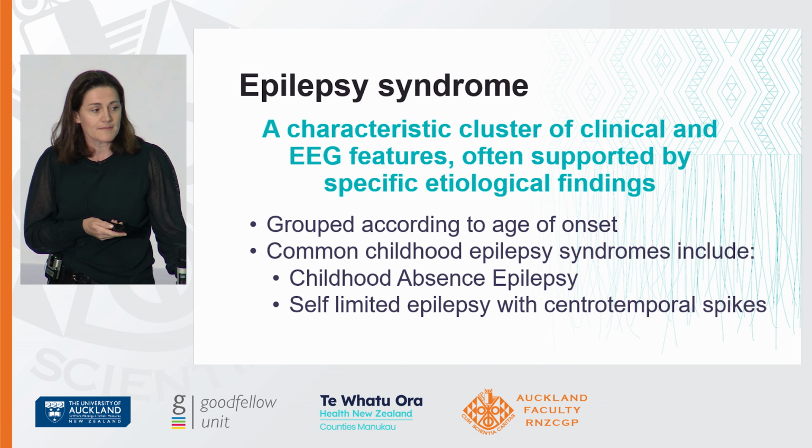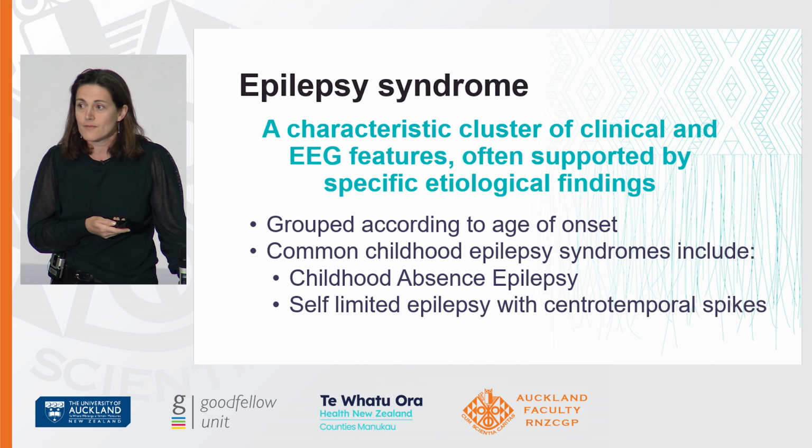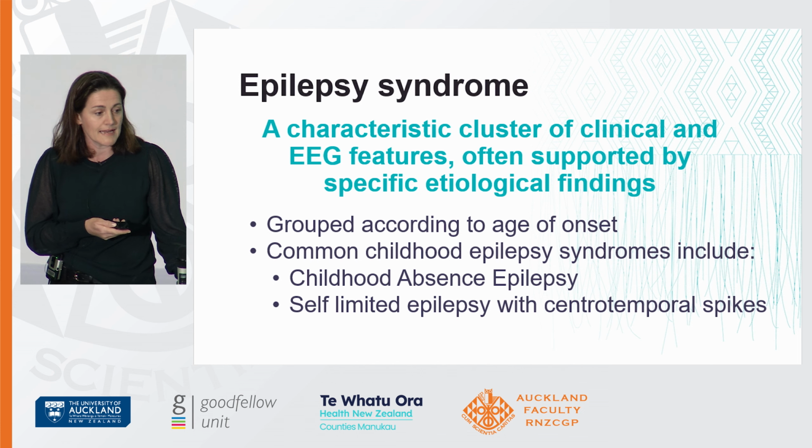What is an epilepsy syndrome? An epilepsy syndrome is a characteristic cluster of clinical and EEG features, often supported by specific etiological findings. They're grouped according to age of onset, and the more common ones you'll be familiar with are childhood absence epilepsy or self-limited epilepsy with centrotemporal spikes, which was called benign Rolandic epilepsy.